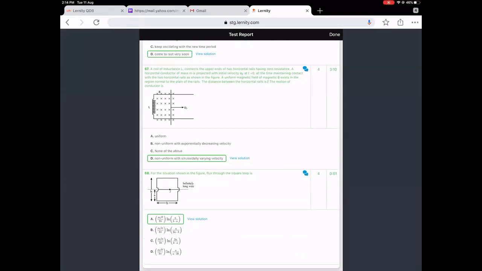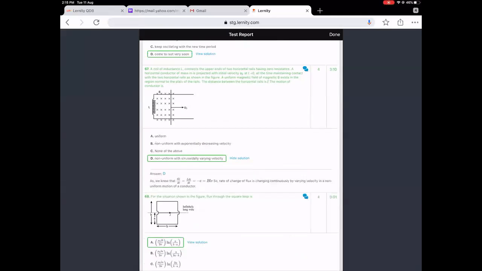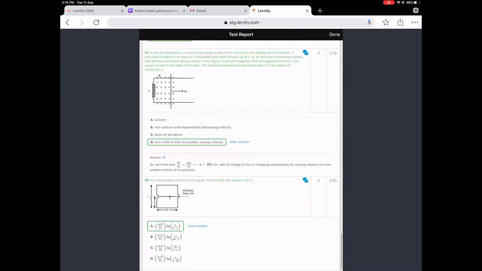I guess this question comes out to be right. So d phi by dt is L di by dt, that is B L V. So the flux is changing. So it's non-uniform motion. So that was the question. Oh, I guessed it and it turned out to be right.